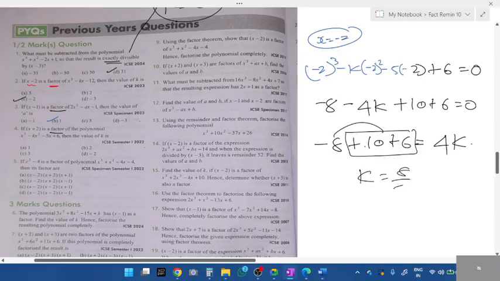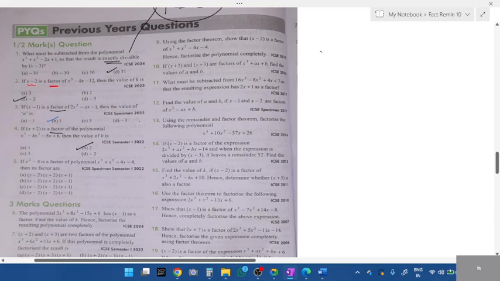K is equal to 8 divided by 4. You'll get 2 as the answer. K is equal to 2. Till here, I think all of you got the answer, right? MCQ questions. Next question. Look, x square minus 4 is a factor, students.